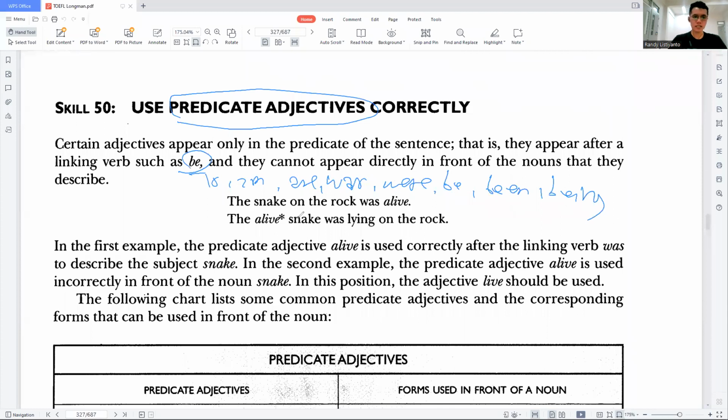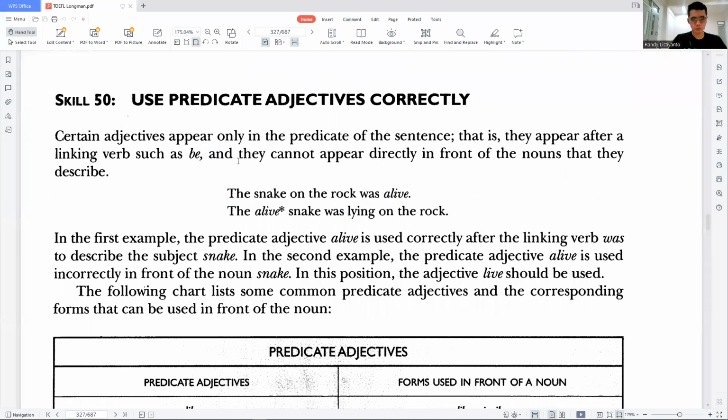See the example: the snake on the rock was alive. It becomes incorrect when we put this adjective before the noun, like this: the alive snake. It is incorrect because here alive is a predicate adjective and should be written after the to be, which here is was. So you have to be able to identify what the examples of predicate adjectives are.